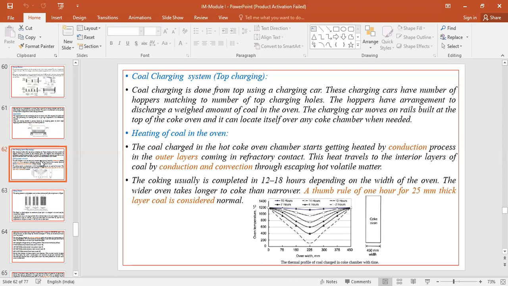Now, once we have done the charging of coal into the oven, cooking basically takes place inside the oven by the heat transfer process, and the heat is transmitted from the walls of the oven by the conduction process.